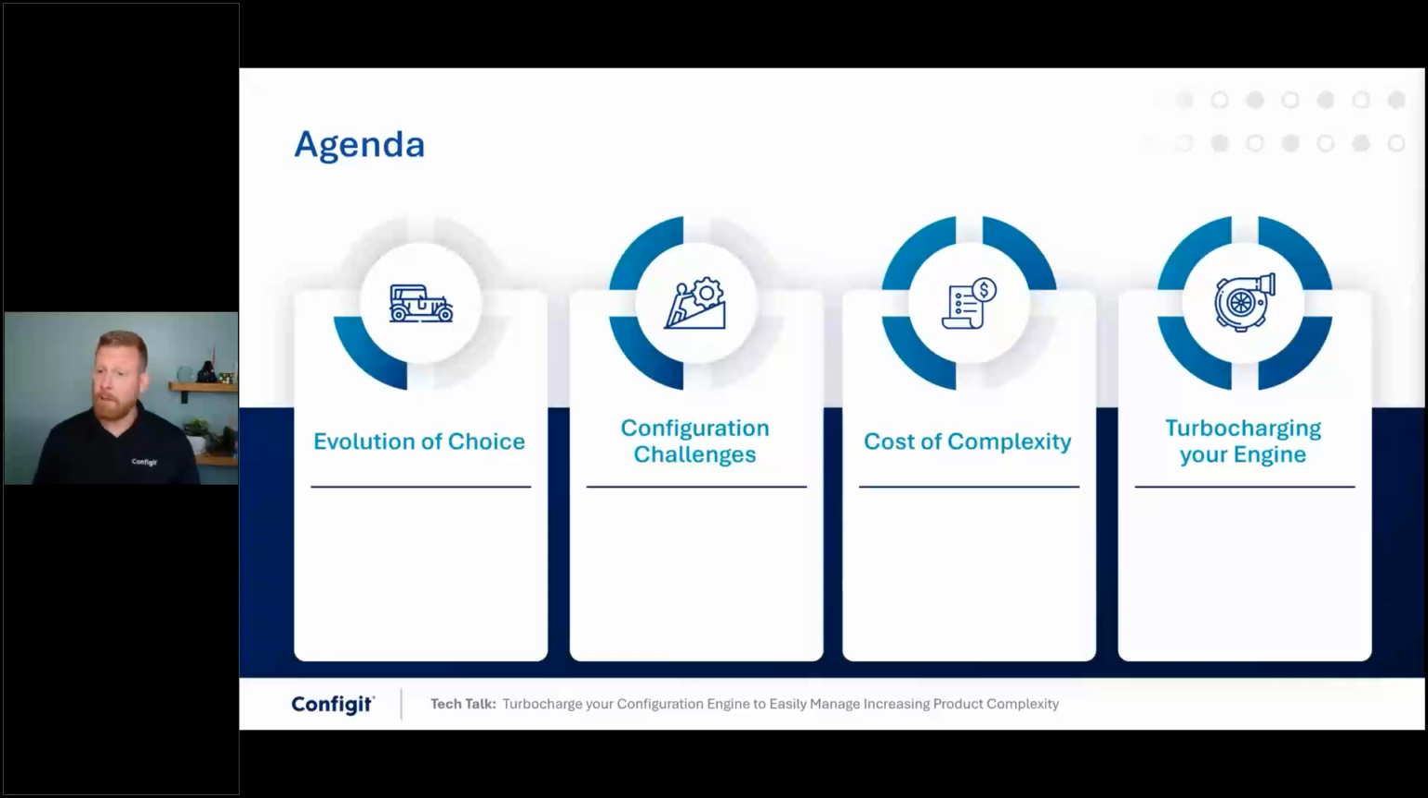The first is the evolution of choice. It's going to be a very fun, informative historical lesson, and we're going to talk about how choice has evolved in the automotive industry, going from the Ford Model T all the way to the Tesla Model 3.